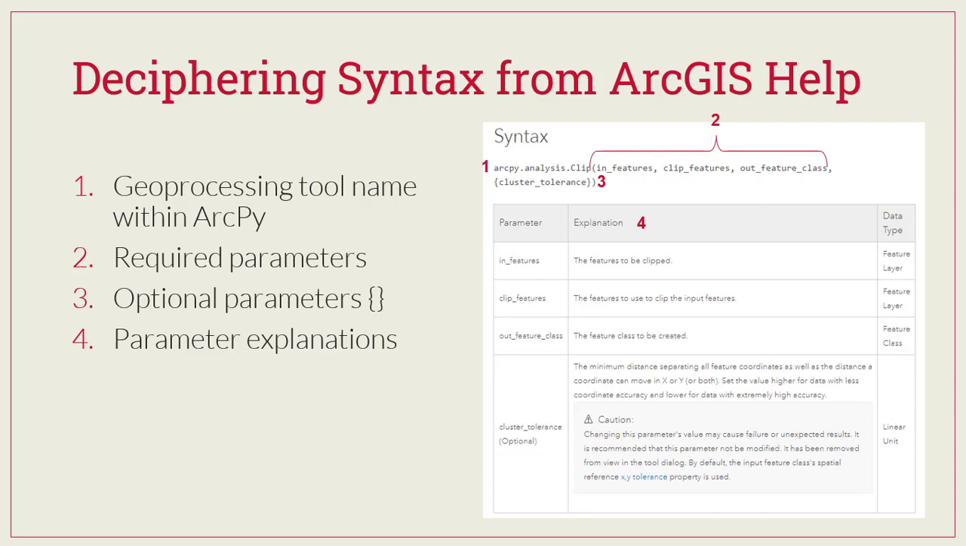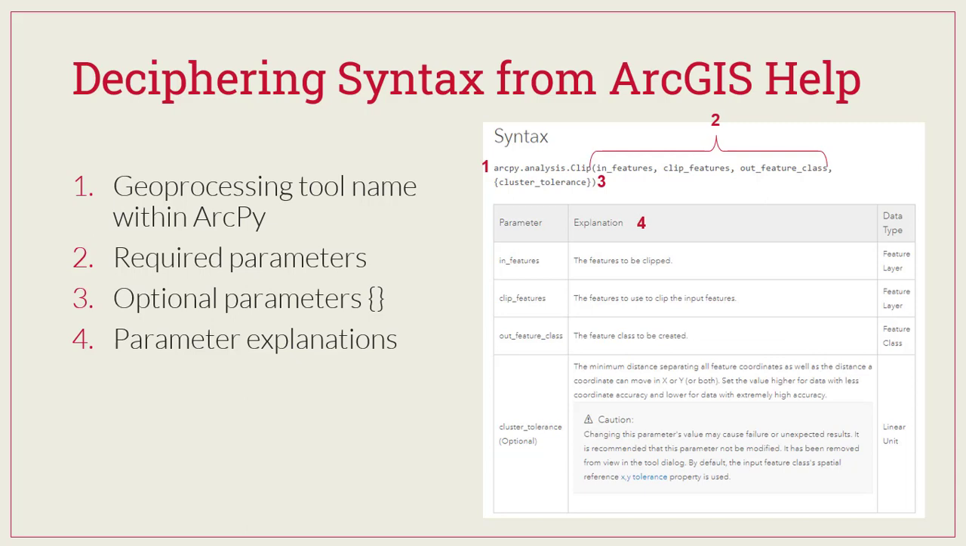So if you're looking at this and you're like, okay, clip needs an in feature. I don't know what an in feature is. Just go down below, look at the parameter, and look at the explanation. The in features, that's the features to be clipped. And then look over there at data type, a feature layer. So okay, this is going to be a data set, right? Clip features, the features to use to clip the input features. That's kind of like my cookie cutter. That's a feature layer as well. Okay, so I know that I need data sets. I need the name of a data set that exists for my in feature and the name of a data set that exists for my clip feature.